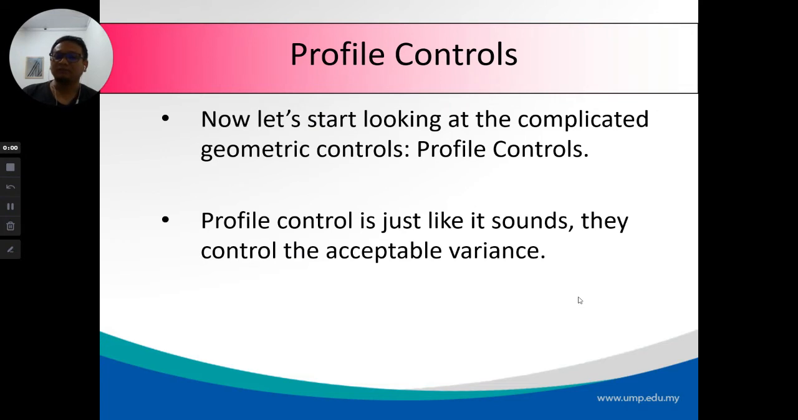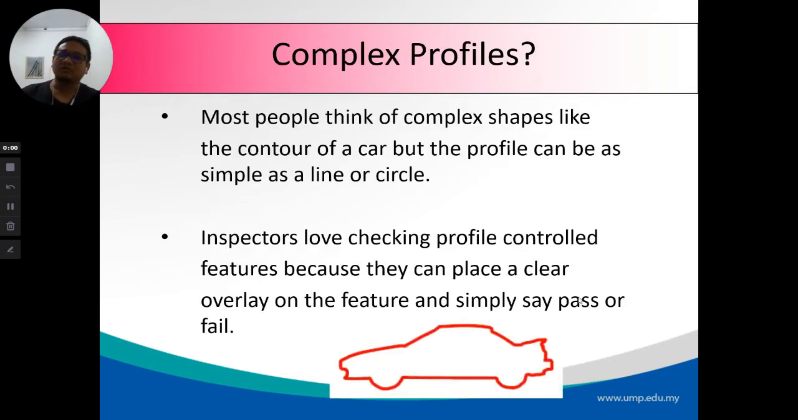The third one is we look at profile control. The profile control is also the same as it is. They control the acceptable variance. So, for example, if it's a complex variant, what happens? A contour, for example, or the concavity or convexity of a car. It can actually be simply explained as a line or circle.